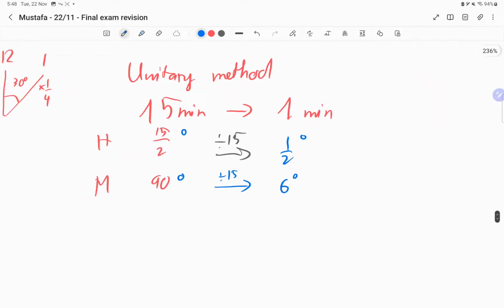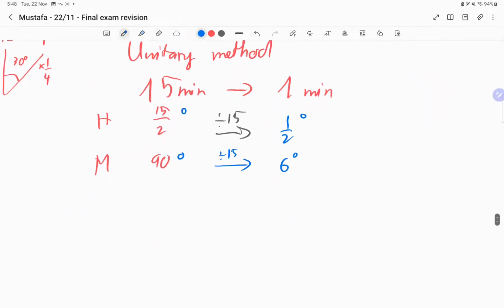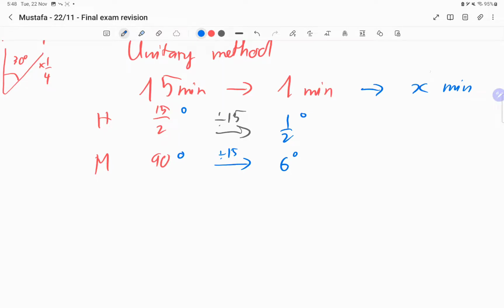Now, how do we know when they make 90 degrees to each other? It means that, let's just say the minute that we need is x minutes, right? And how do we form an equation? So remember, the angle made by the hour and the minute hand is 90 degrees to each other, right?